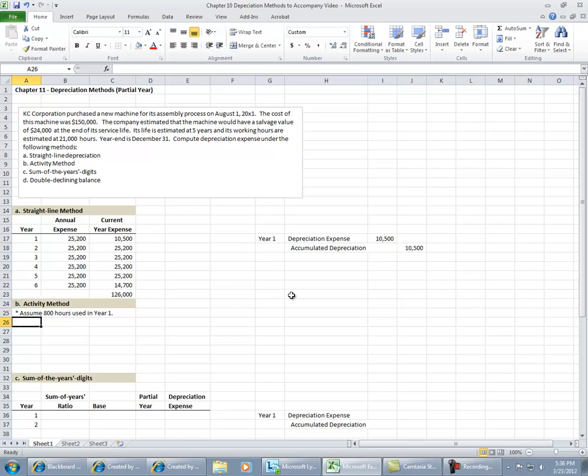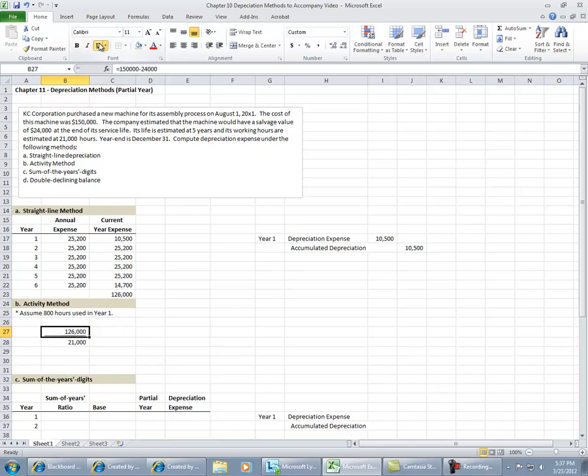Under the activity method, we take the original cost of the asset of $150,000. We subtract the salvage value of $24,000. That's going to be our base. We're going to divide that by the number of hours that that machine is going to work. So 21,000 is our estimate of our total amount of usage, which is going to be measured through hours. So each hour, the cost of that asset is $6.